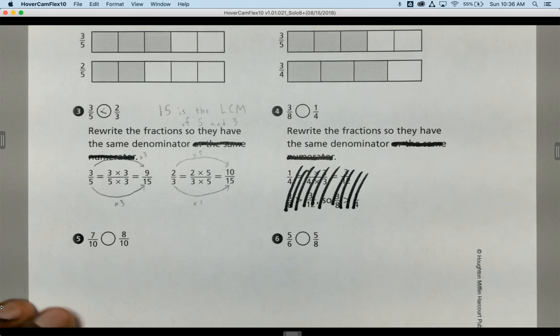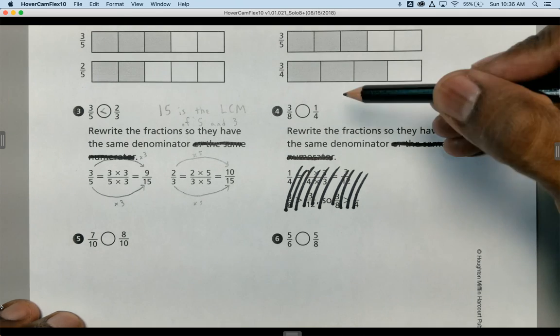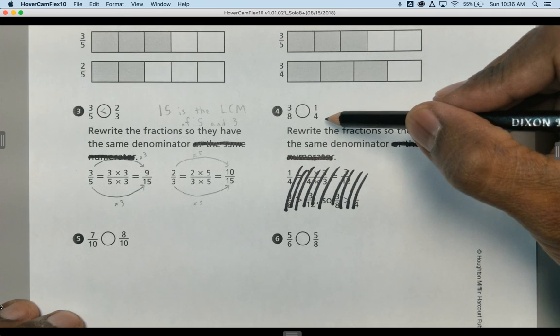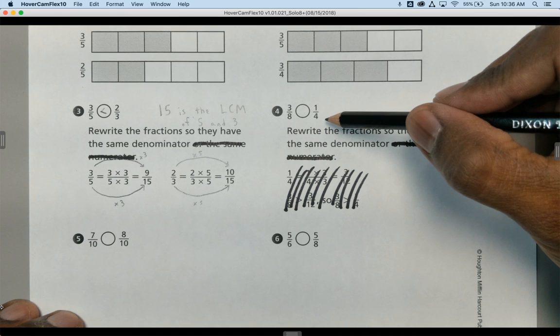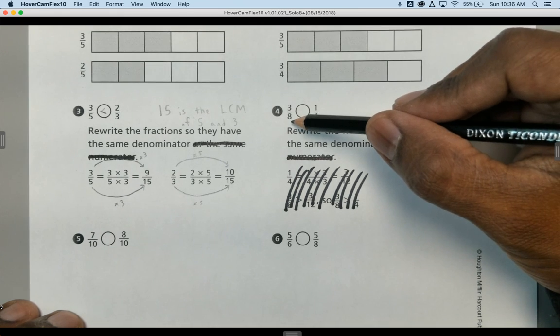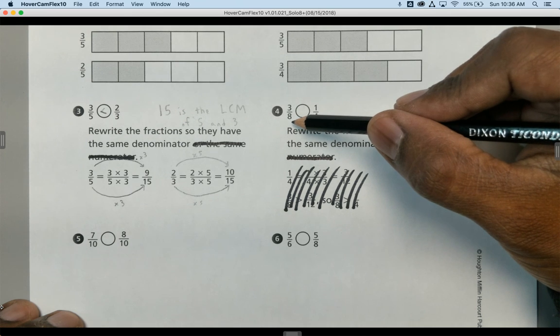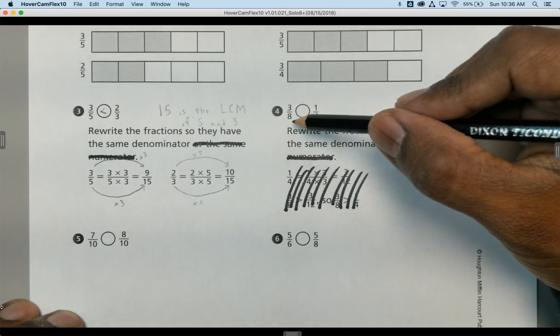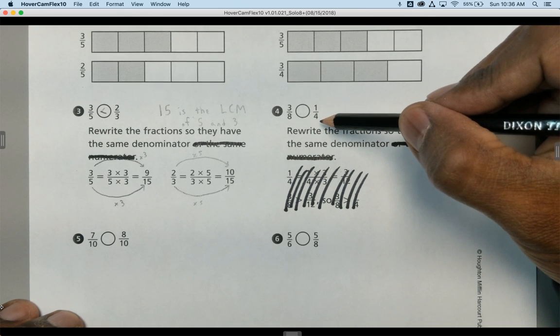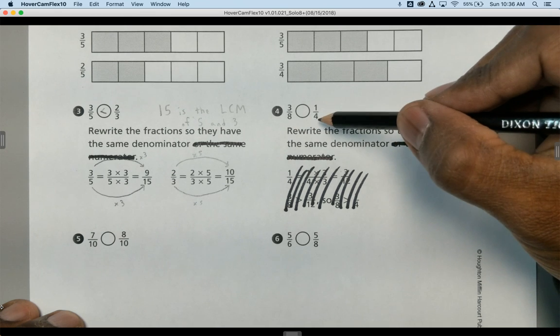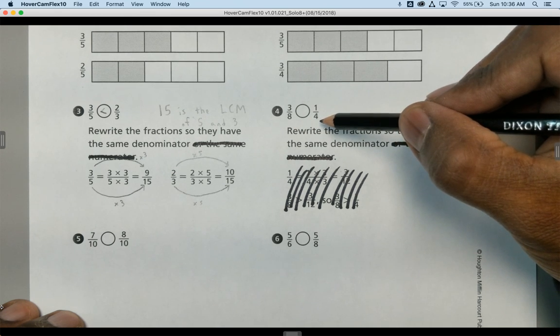3/8 versus 1/4. The denominators don't match, so we need to find a common denominator. We'll look at the two denominators given to us and start with the larger one, 8. The first question we ask is, does 8 work for 4? In other words, can I take 4 and multiply it by something to get 8? Yes, I can. 8 is a multiple of 4. That means that 8 can work as my common denominator.